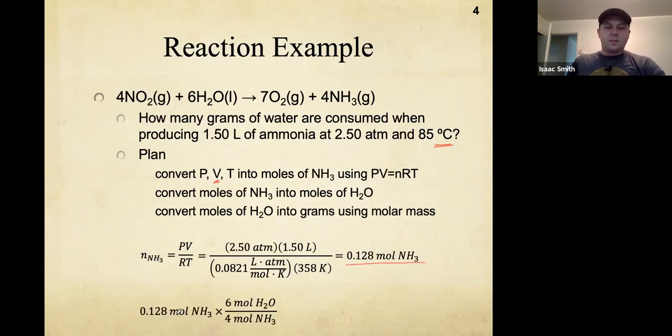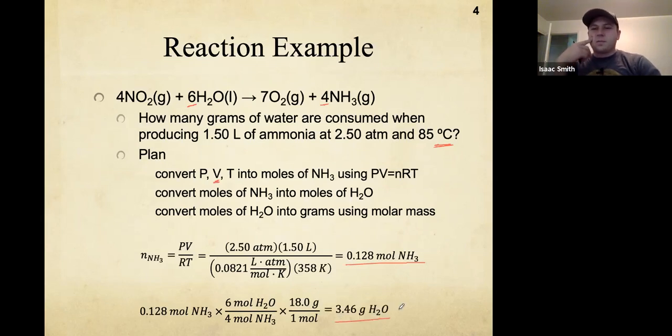So now we can take the moles of ammonia and convert from moles of ammonia to moles of water using the ratio, right? We have 4 moles of ammonia for every 6 moles of water. Molar mass converts from moles of water to grams of water, and then our answer comes out there. So hopefully you can see how that map really helps. If you don't like the map, that's fine. Do what you're comfortable with, but anyway, hopefully it's helpful.